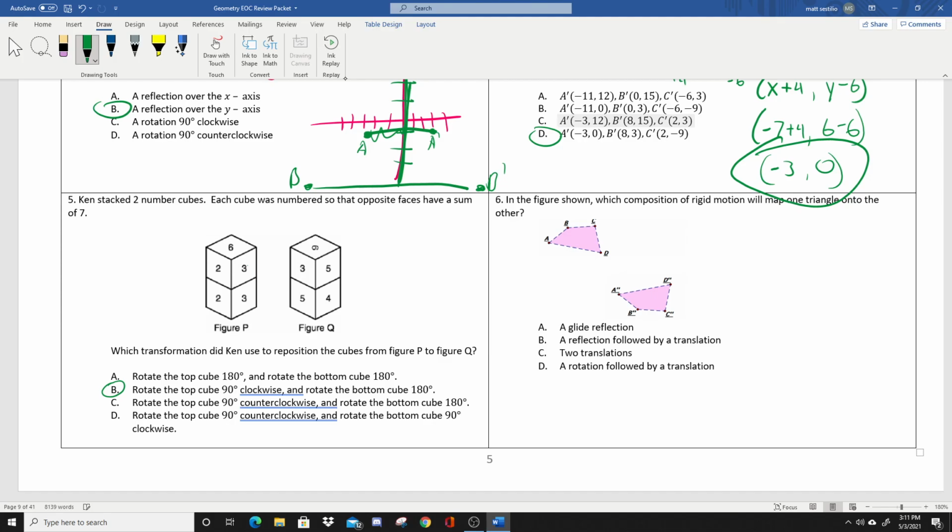It says also rotate the bottom cube 180. So if I rotated this one 180, the 2 would be over here, and what number should be here? 5. So the 5 would then come over here, and that's what you see. Same thing with the 3. The 3 disappears. What should be on this side? The 4. So that adds up.